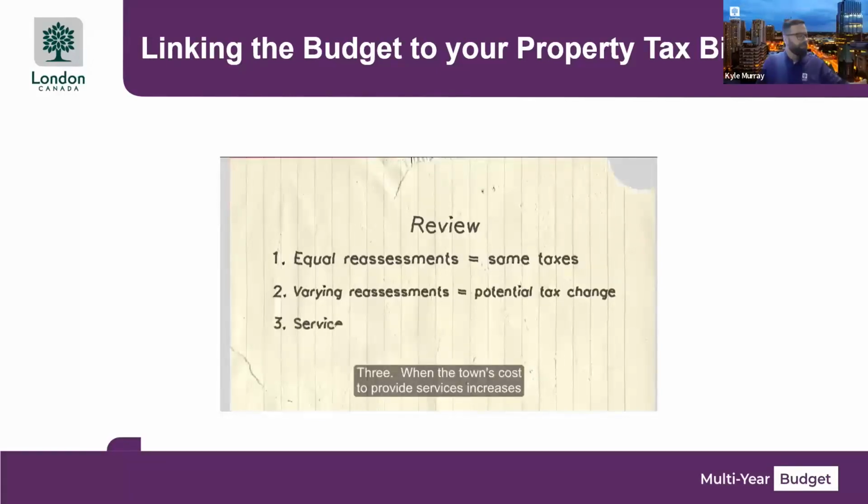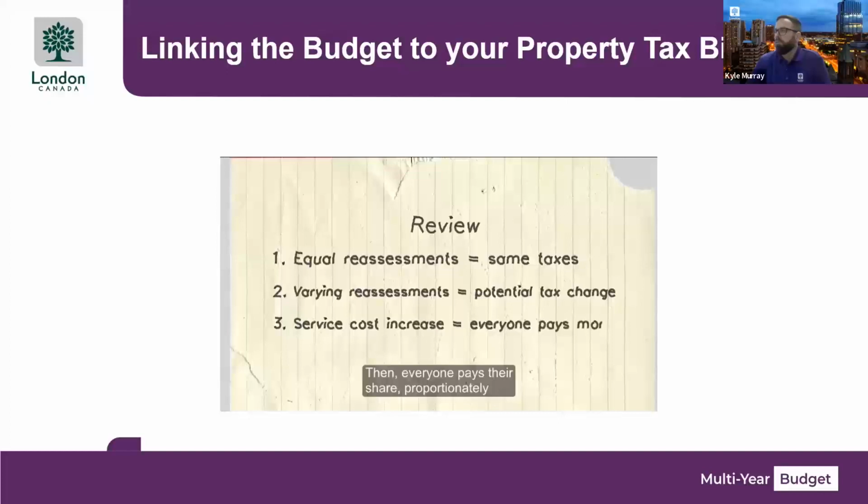3. When the town's cost to provide services increases, a property tax increase, then everyone pays their share proportionately across the board. And that explains the relationship between property value and property taxes.